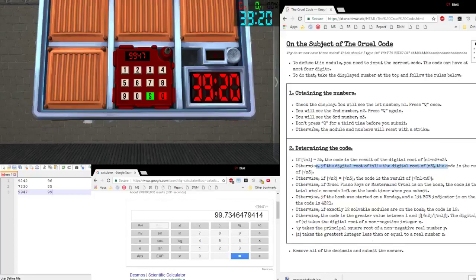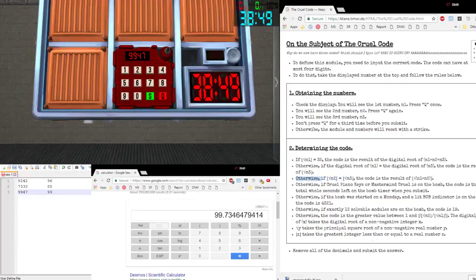So with those values in hand, let's go through the rules. Square root of the first one, 35. No. Digital root of the first equal digital root of the last. 9 plus 2 plus 4 plus 2 equals 17 equals 8. Bottom one, 9 plus 9 plus 4 plus 7 equals 29 equals 11 equals 2. 2 does not equal 8. That rule does not apply.